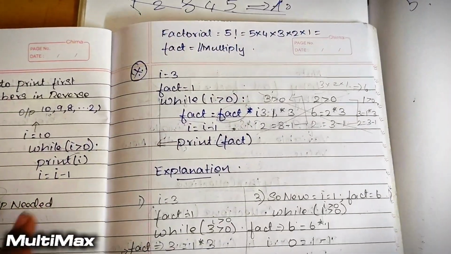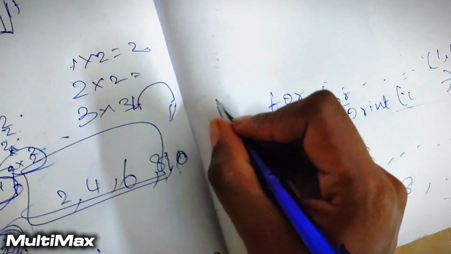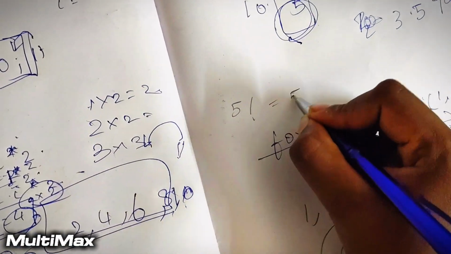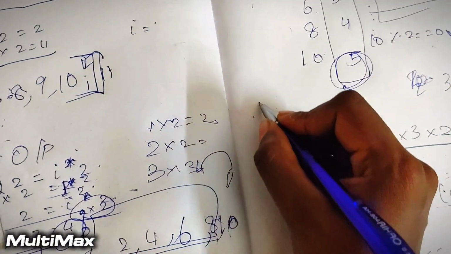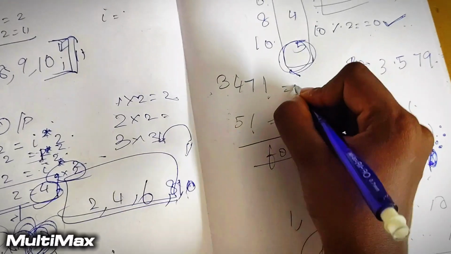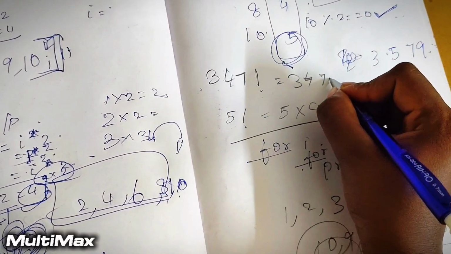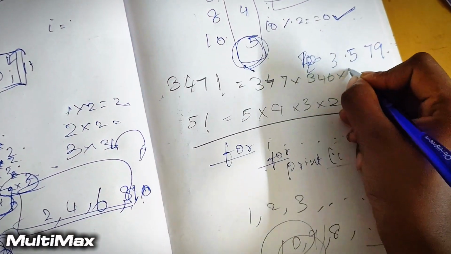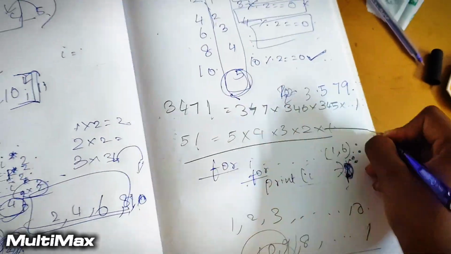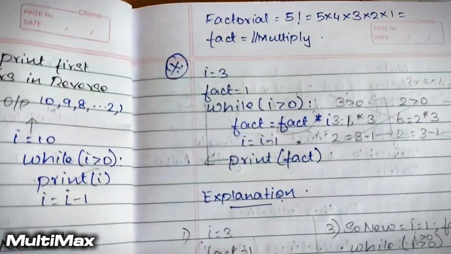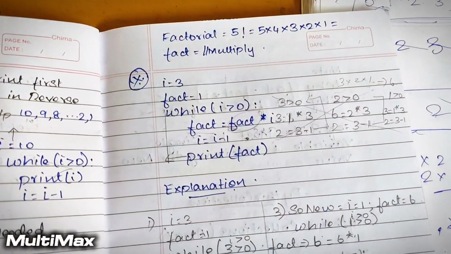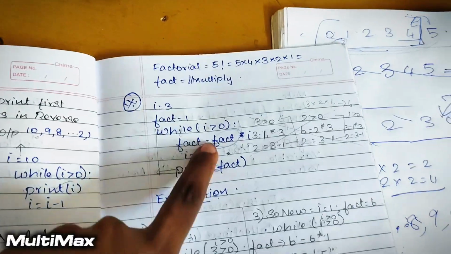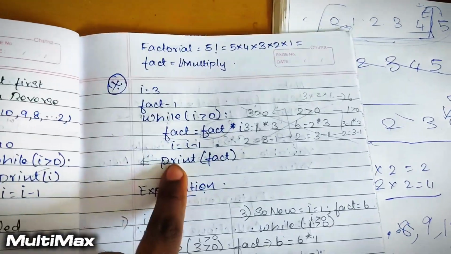And next, this is factorial. You know, guys, do you know about this thing? 5 factorial means 5 into 4 into 3 into 2 into 1, up to this much it will come. Then 347 means 347 into 346 into 345, like that up to 1 it will go. That's the thing given here. And fact means multiply. Factorial means multiplying, and the next I equal to 3. Fact multiplying value while I is greater than 0. Fact equal to fact star I, I equal to 1.